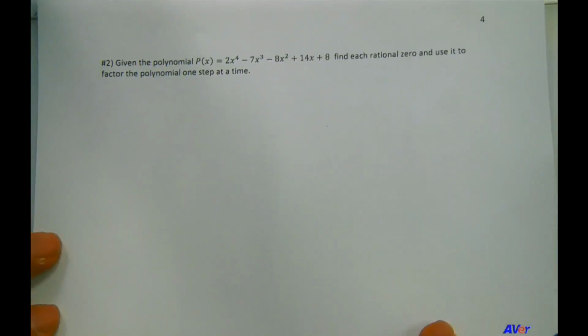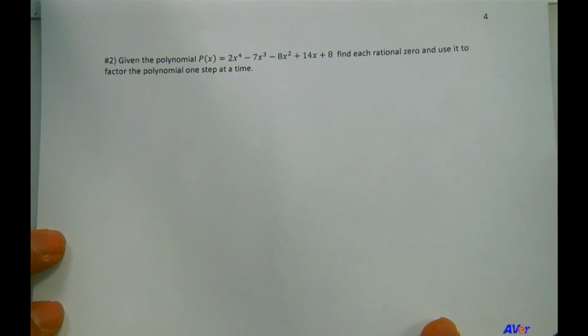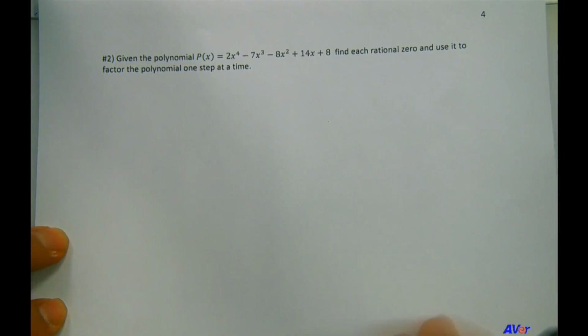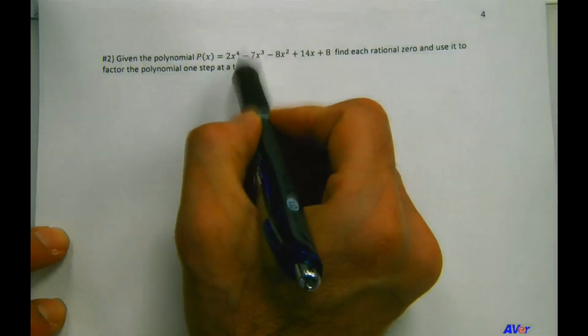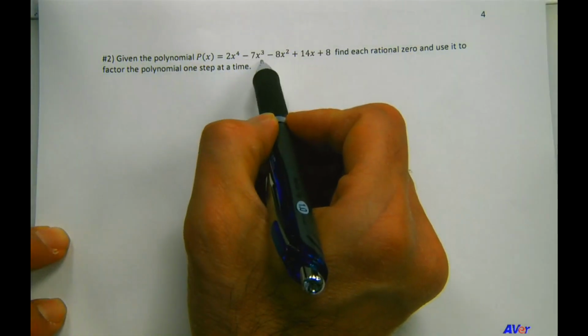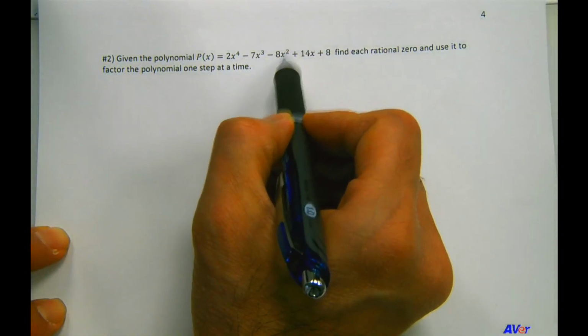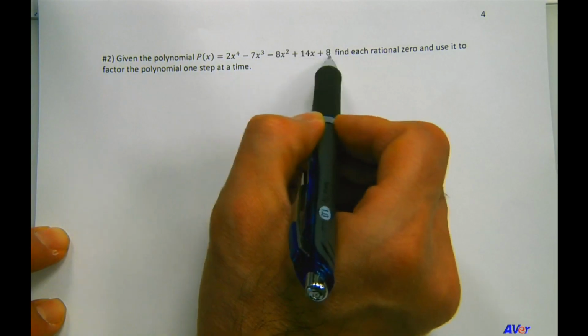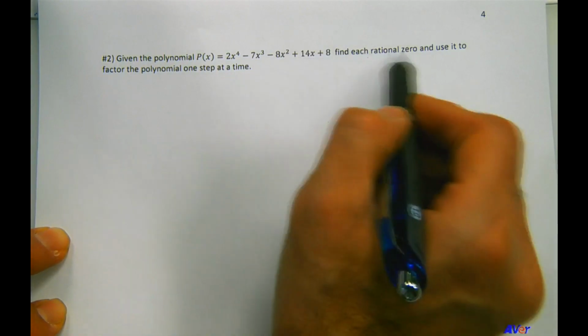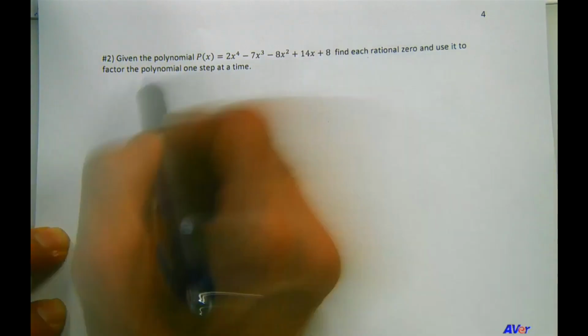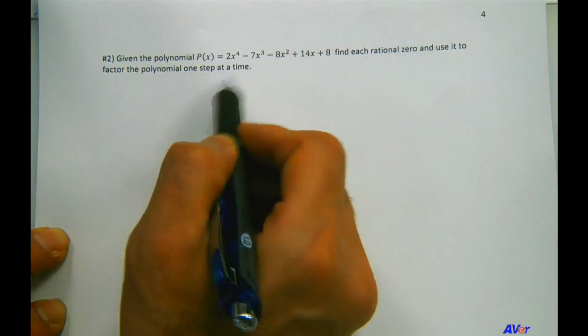Okay, so let's do another example. So here, once again, we have a polynomial like that. 2x to the 4 minus 7x cubed minus 8x squared plus 14x plus 8, and they want us to find each rational 0 and use it to factor the polynomial one step at a time.